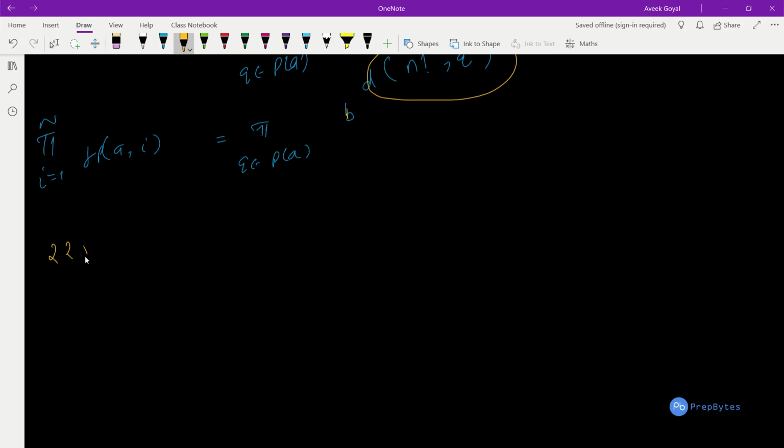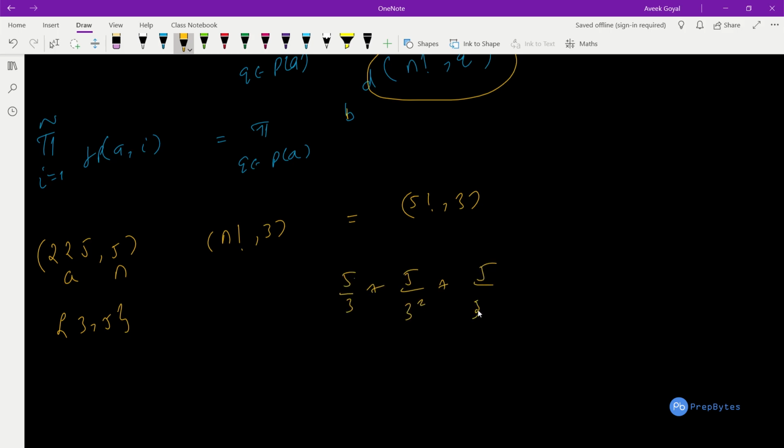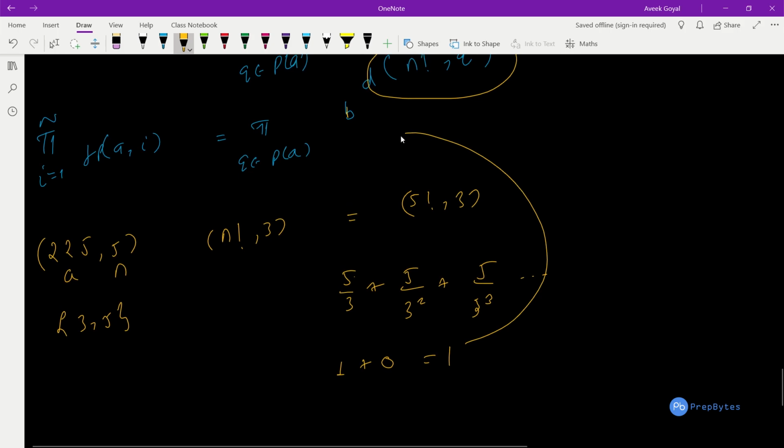Let me now take an example and show you how this is happening. If we take 225 and 5, that is the second test case that we are having, so this is a and this is n. The prime factors are 3 and 5, so q will be 3 and q will be 5. What is d of n factorial comma q? q is 3, n is 5, so it is d of 5 factorial comma 3. How do we find this? 5 by 3 plus 5 by 3 square plus 5 by 3 cube, and so on till some value becomes 0. 5 by 3 is 1, 5 by 3 square is 0, so we get the value of 1 only. This we will insert in this particular equation.